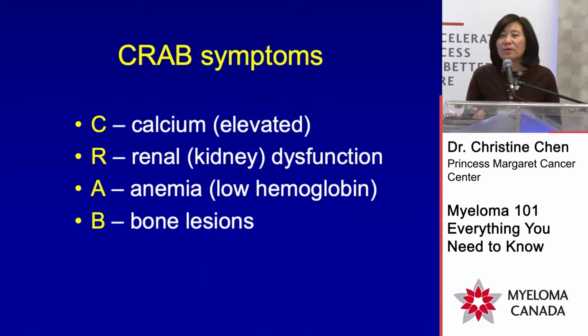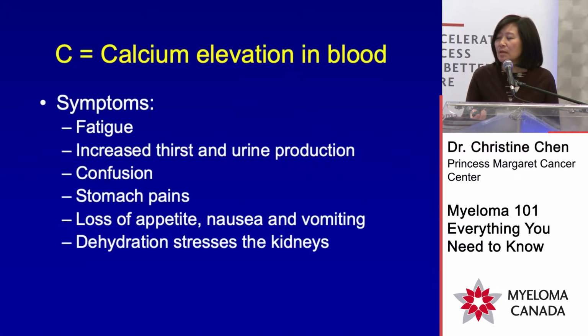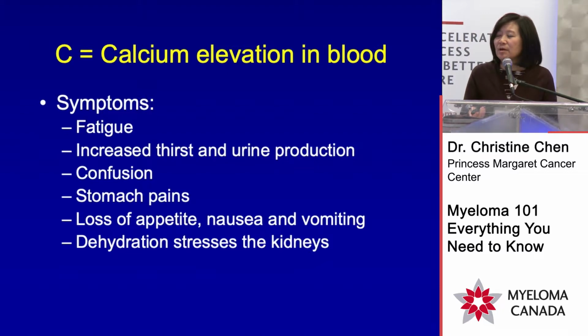You've heard all about the CRAB symptoms. This is just a mnemonic for us to remember the big symptoms related to myeloma. C representing elevated calcium, R, renal or kidney dysfunction, A, anemia, which is based on low hemoglobin or red blood cells, and B, bone disease. So just a little bit about each.